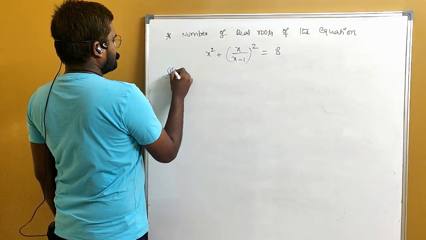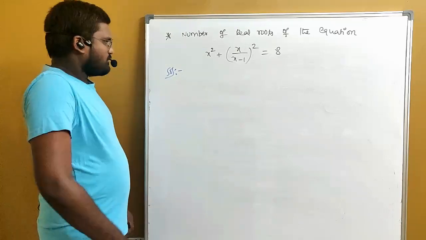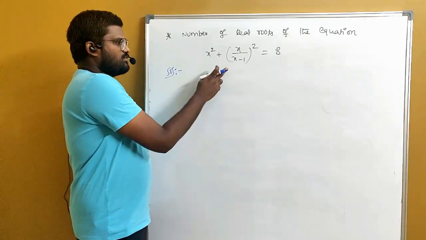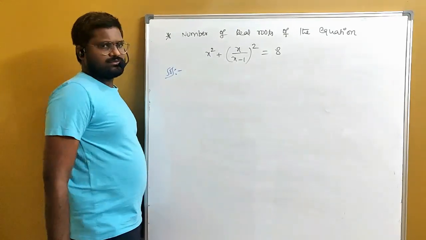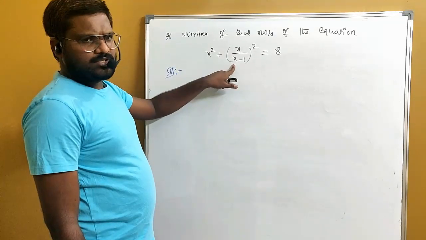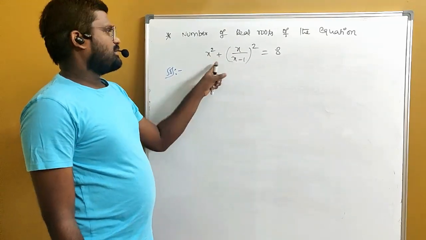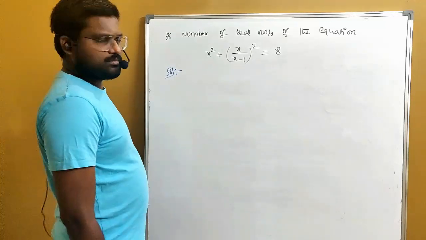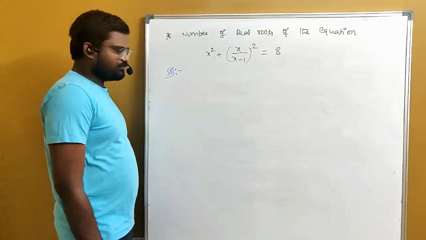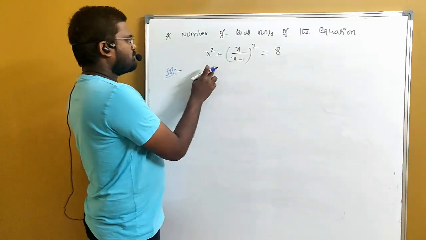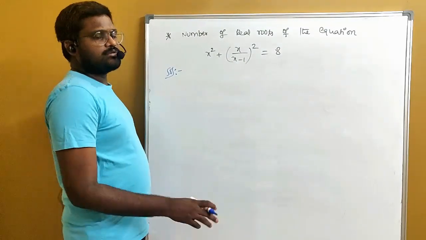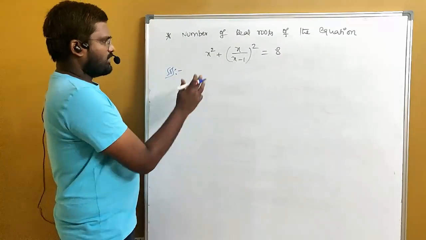Now let us try to solve this simple question. First thing is, usually we have a tendency to simplify this one. We will take LCM as (x minus 1) whole square, but you will get a quartic equation. But instead of that, what I will do is convert this into a quadratic equation in terms of some other value. It is something like this.